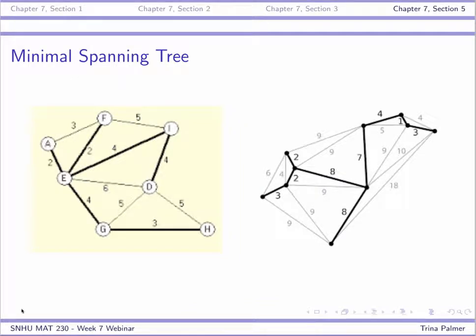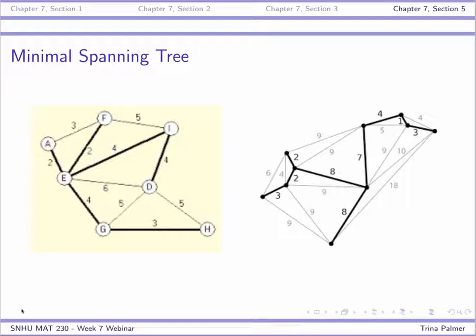Alright, so the minimal spanning trees, the idea is you want to span the entire tree, which means you want to touch every vertex, but you want to get there in the smallest weight. In the other trees that we had, the edges did not have weights, and now they do. In real life, these graphs might represent flights. So the vertices might be airports, and the connecting lines between them would be the flight path, with the distance.